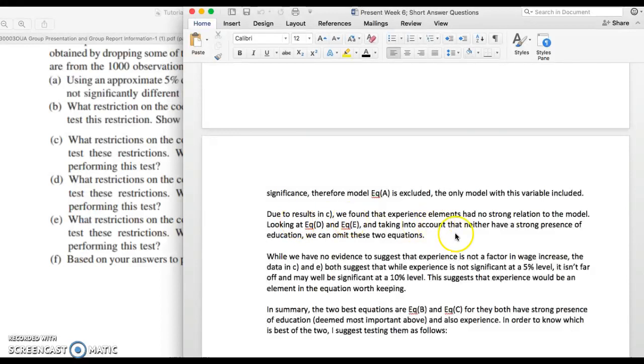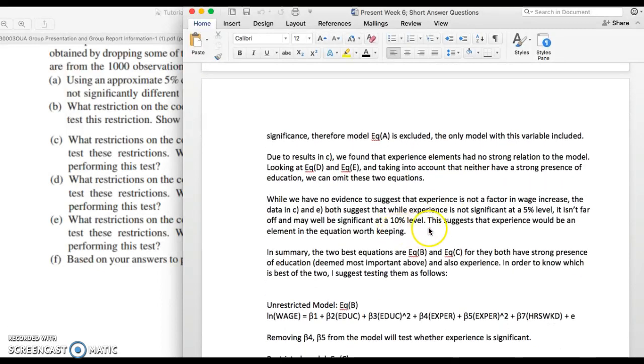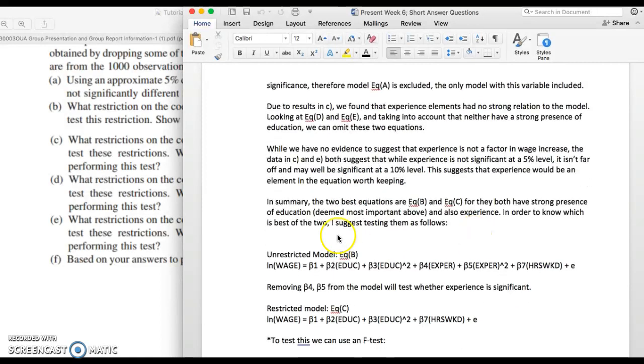Due to the results in C, we found that experience elements had no strong relation to the model. Looking at equation D and E and taking into account that neither have a strong presence of education, we can omit these two. While we have no evidence to suggest that experience is not a factor in wage increase, the data in C and E both suggest that while experience is not significant at the 5% level, it isn't far off and may well be significant at a 10% level, suggesting that experience would be an element in the equation worth keeping. In summary, the two best equations are equation B and C, for they both have a strong presence of education and also experience.